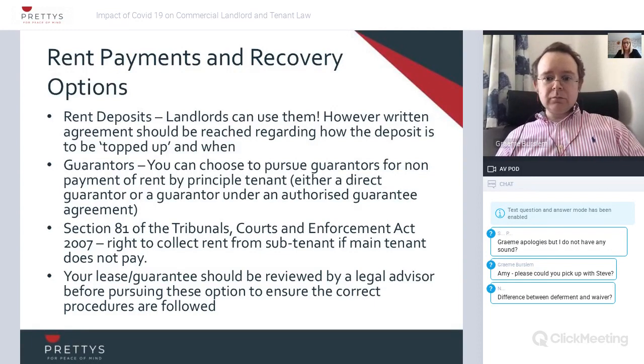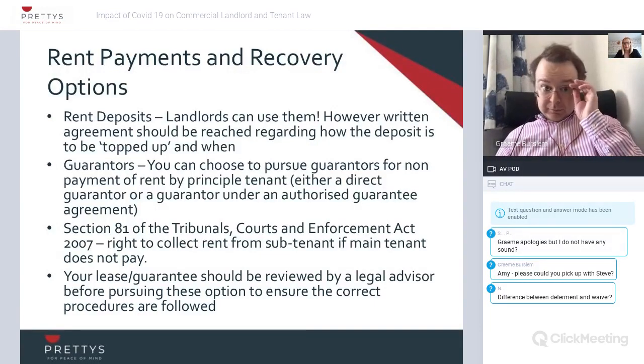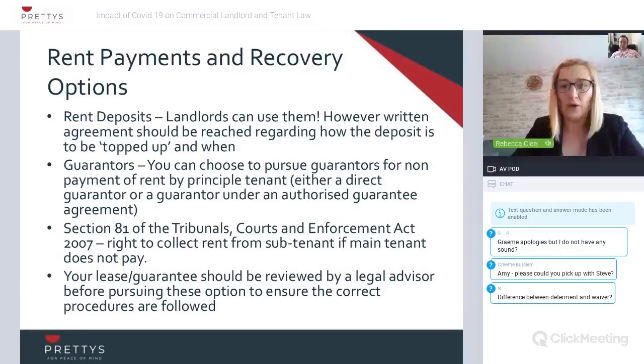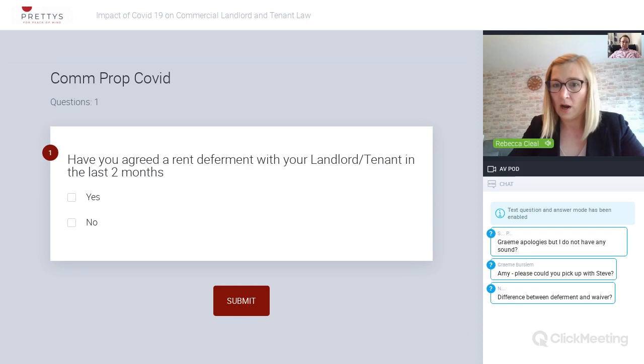That's great. So what I'd like to do now is have a little bit of interaction. I'm going to put a poll up now, which will be just to get an idea of how many of you have actually agreed rent deferments with your tenants, or if you're a tenant, if you've agreed a rent deferment with your landlord. So hopefully this will work. So shout immediately if it doesn't appear on your screen, and we'll just allow people to fill that in.